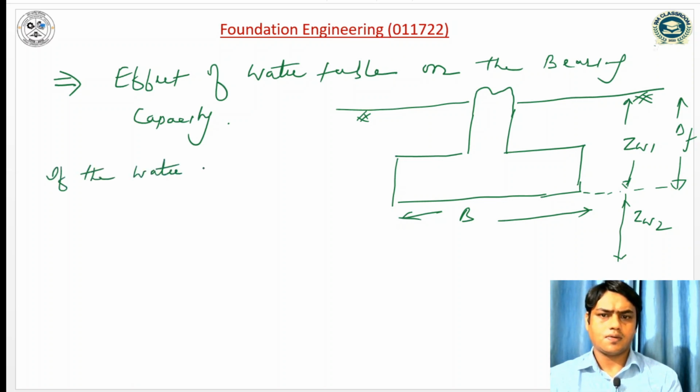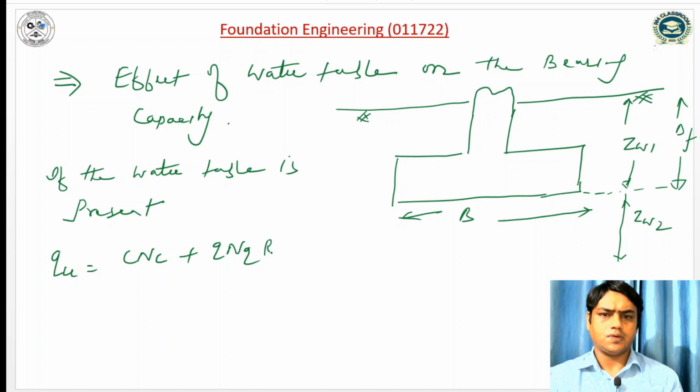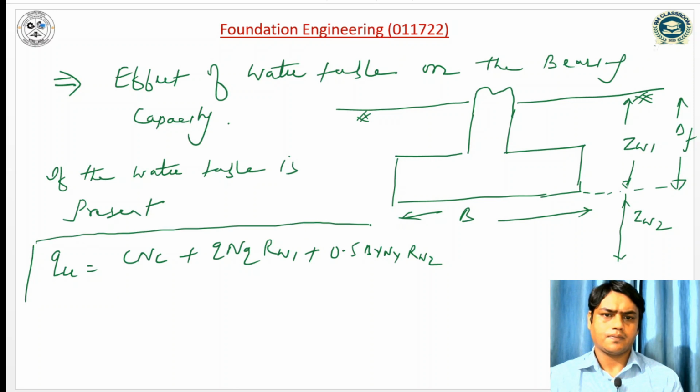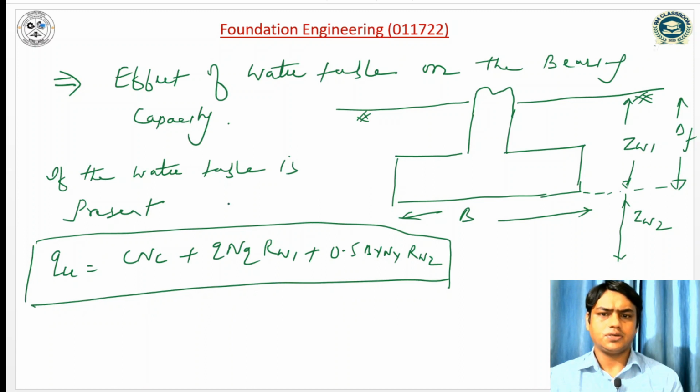So if there is a presence of water table, then the ultimate bearing capacity can be written as C N_C plus Q N_Q into RW1 plus 0.5 B gamma N gamma into RW2. This is the equation which is used when our water table is present.